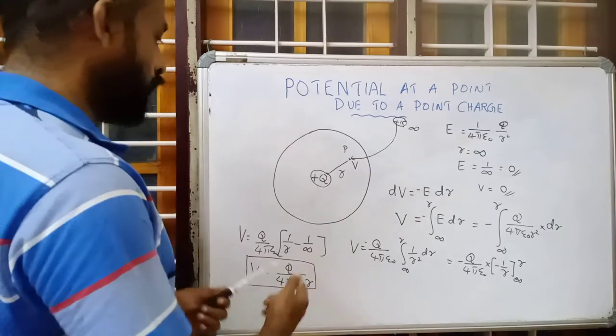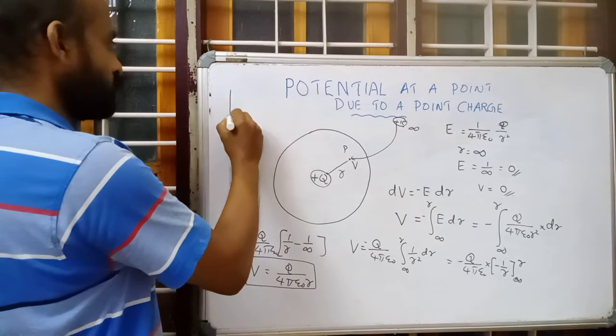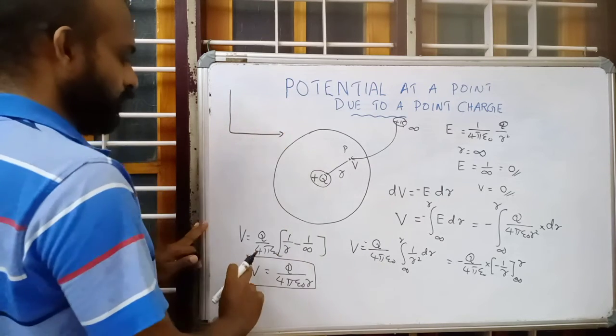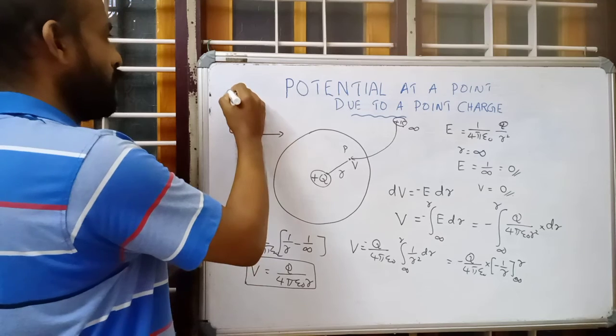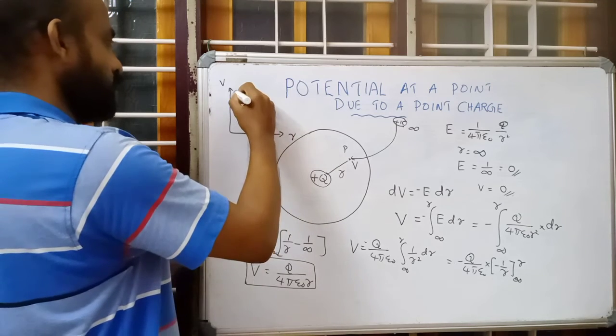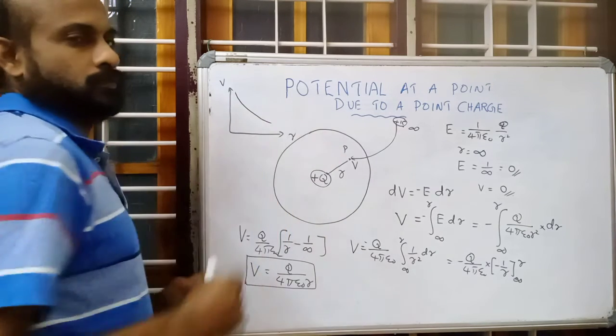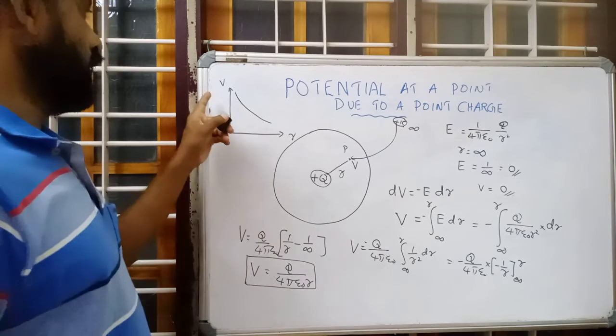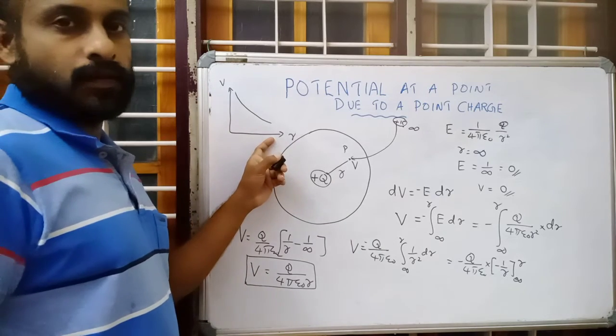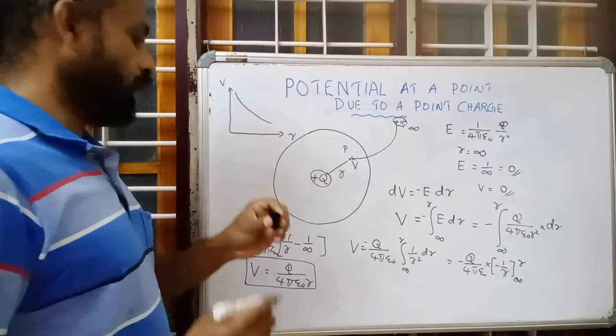We can also plot a graph between V and r. V is proportional to 1 by r. When we plot a graph with distance, we will get a curve like this. V proportional to 1 by r. This is the curve, a graph connecting V and r.